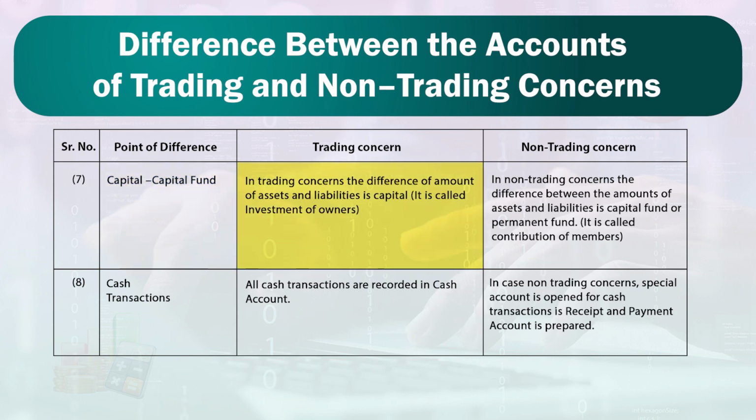Seven, capital fund. In trading concern, the difference of amount of assets and liability is capital. In non-trading concern, the difference between the amounts of assets and liability is capital fund or permanent fund. Eight, cash transactions. All cash transactions in case of trading concern are recorded in cash account. In case of non-trading concern, a special account is opened for cash transactions, the receipt and payment account is prepared.